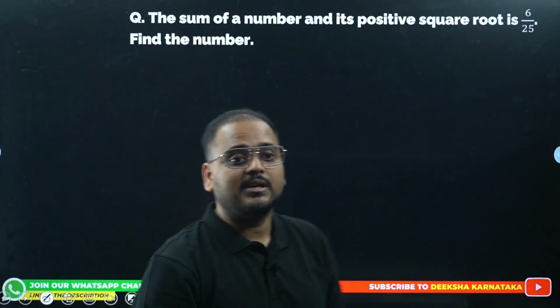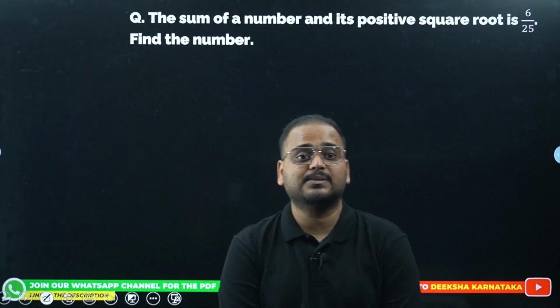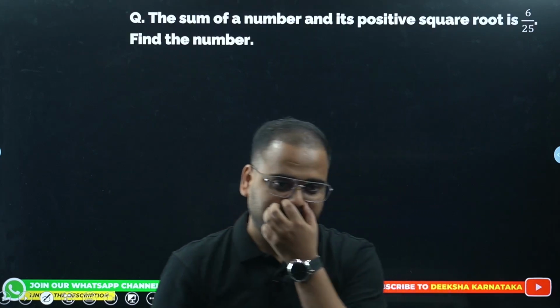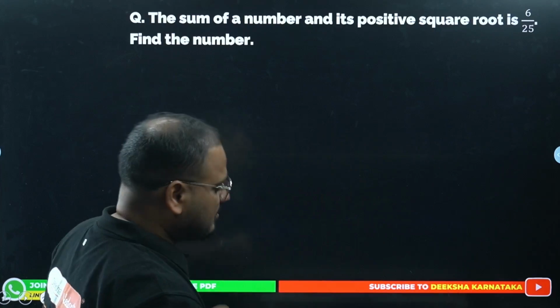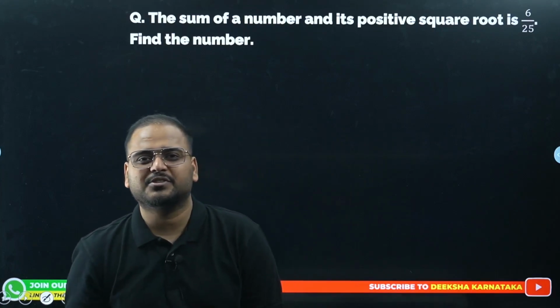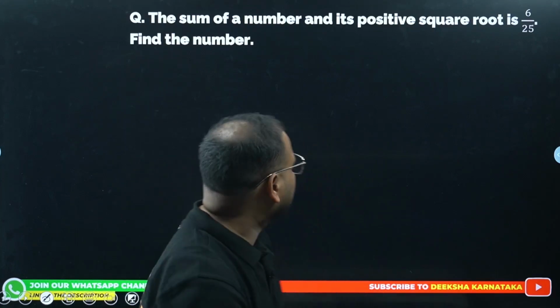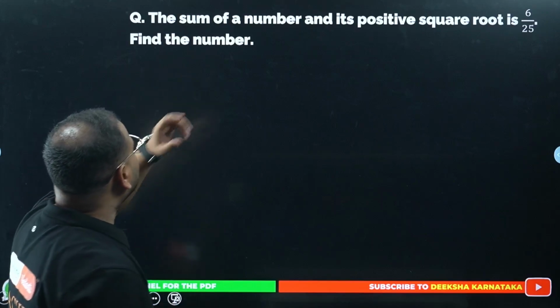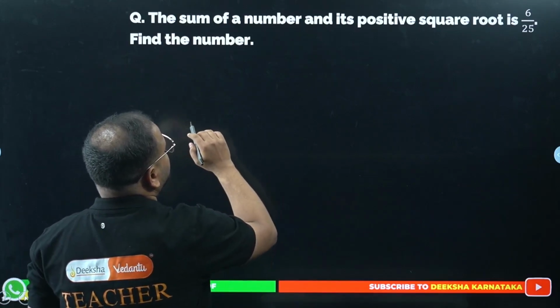Now next question. Sum of a number and its positive square root is 6 by 25. Find the number. Okay. Sir, this is a good question, no? One line question. Easier to understand. Okay. Good. Questions can be easy also, right? Let the number be x.